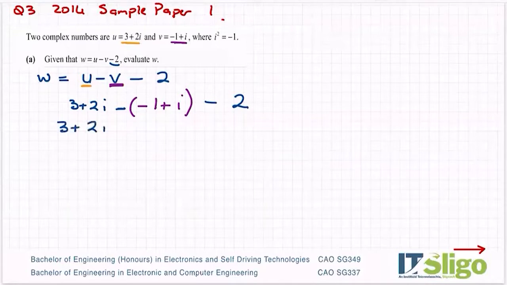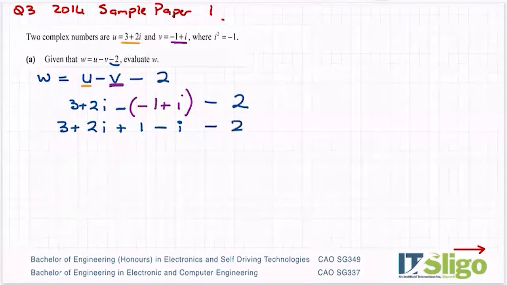So 3 plus 2i, now minus, okay? So just read it for yourself, minus, minus, and minus, minus is a plus 1. Minus, plus, when the signs are different, it's a minus, okay? When the signs are the same, it's a plus. When the signs are different, it's a minus. And don't forget the minus 2, okay?